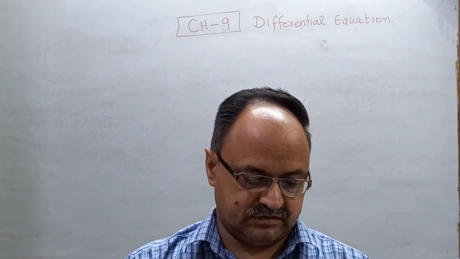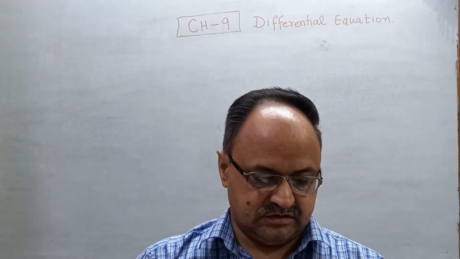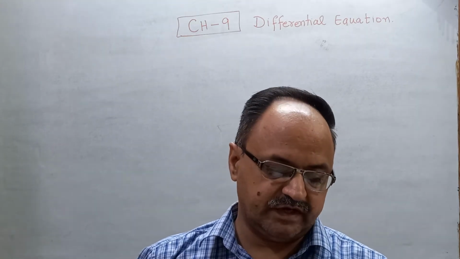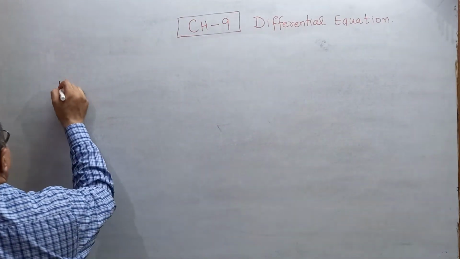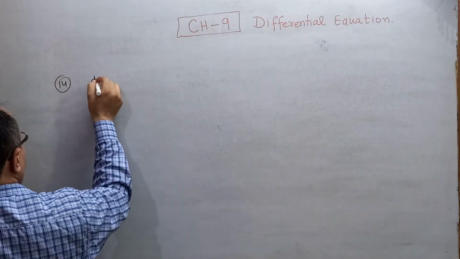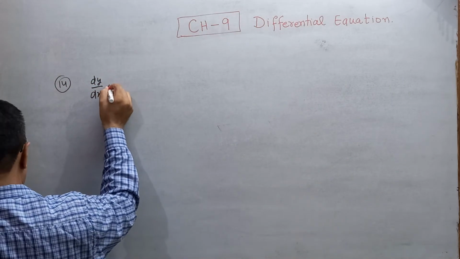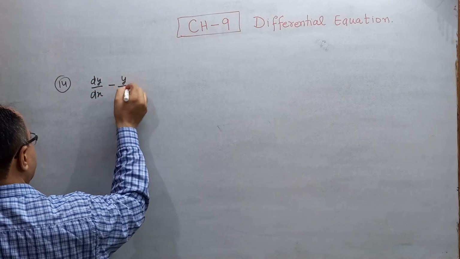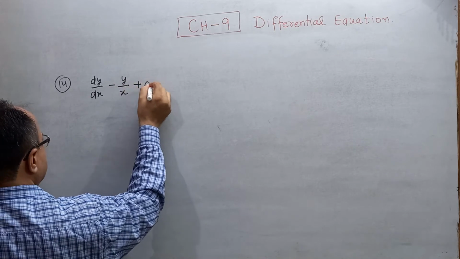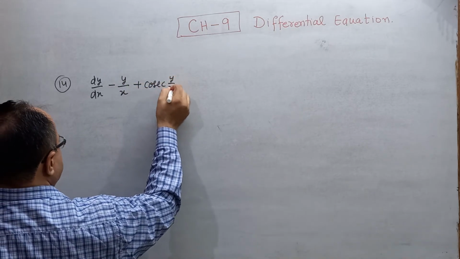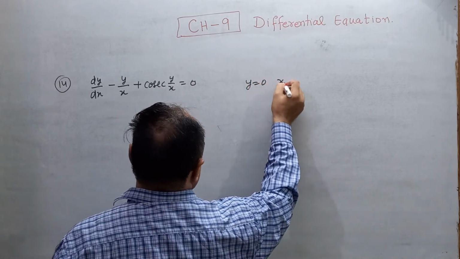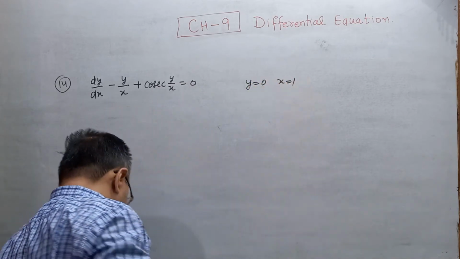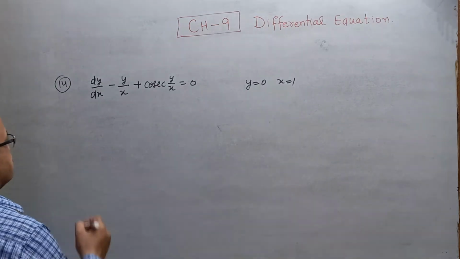Next, the rest of the questions are all very easy and the same. Question number 14. dy by dx minus y by x plus cosec y by x is equal to 0, and in that y is equal to 0, x is equal to 1. Find the particular solution in this question.